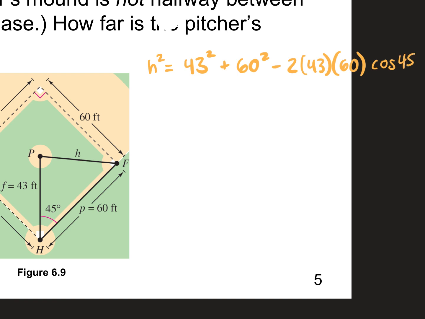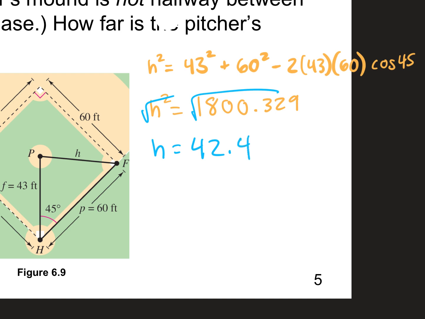So we're going to put this into our calculator. All right, so we should get H squared is equal to 1,832.329. And then what would we have to do next? Square root. So 42.4. 42.4 what? Feet.